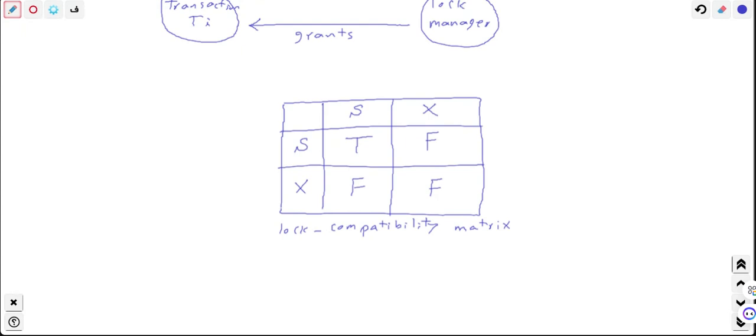A transaction can send a lock request by these operations, lock request operations, like lock S, for example, on Q, or lock X on Q. Lock S Q means that a transaction sends a shared mode lock request on Q. Lock X Q means that a transaction sends an exclusive mode lock request on Q.